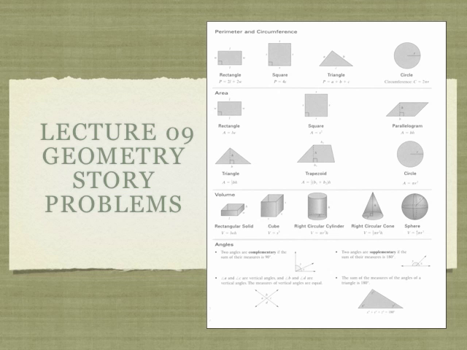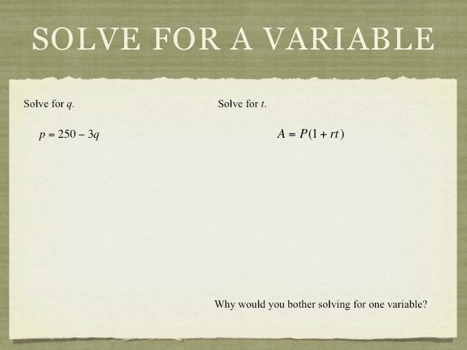Okay, for the first part of today's lecture, it's entitled Geometry Story Problems, but the first thing we'll do is actually just a skill that we'll need to use now that we have more than one variable. So it's not directly related to geometry, and that is just solving for one variable when we have multiple variables in an equation. So for instance, if I have p is equal to 250 minus 3q, that's a type of equation you would encounter in economics.